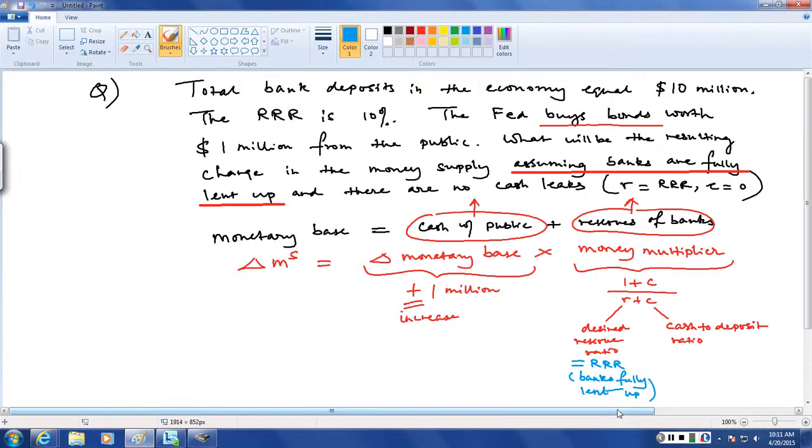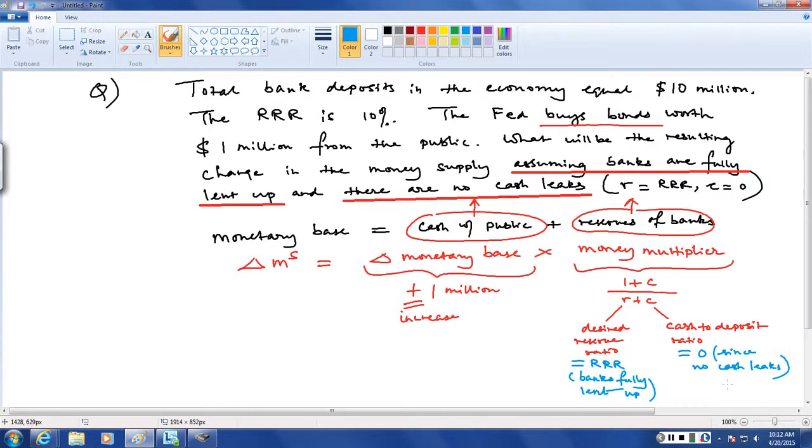Now, what about the cash to deposit ratio? So we're assuming here that there are no cash leaks. What does that mean? That means whenever any party receives a sum of money, he or she deposits the entire amount in the bank, keeps no cash. So the cash to deposit ratio then is how much? 0. So this here would be 0, since no cash leaks.